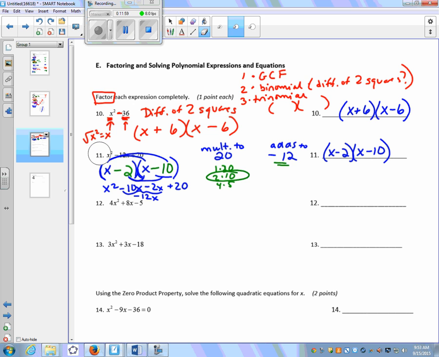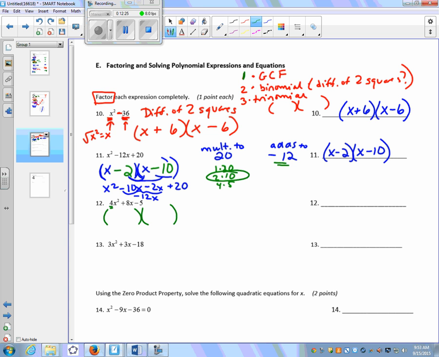And if we look back at what we started with, x squared minus 12x plus 20, then we know we factored it correctly. Okay, number 12, 4x squared plus 8x minus 5. Is there a GCF? Check for that first. Nope. Is it a binomial? Nope, it's a trinomial, so we're going to factor it like this.